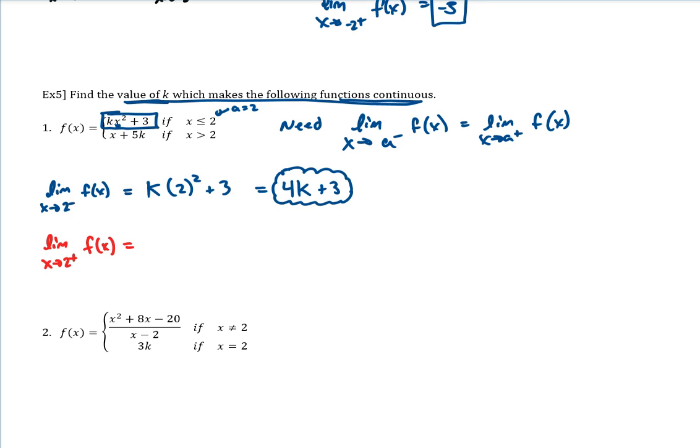So this is x is greater than 2, so that's 2 from the right. It's saying plug x equals 2 into that x. So I'd have 2 plus 5k. And then really that's all there is to that one.